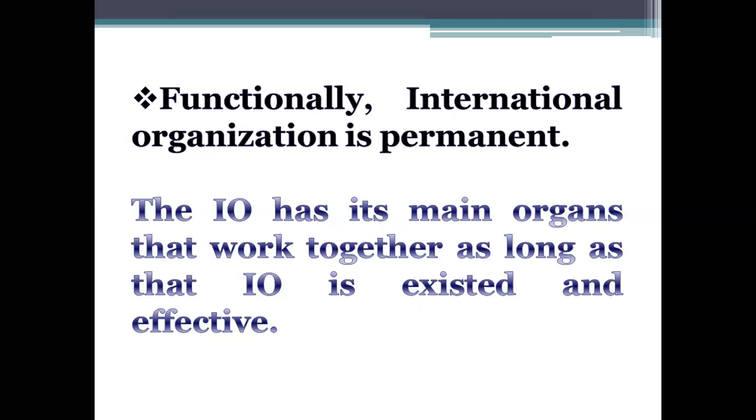So the organs of the international organization are linked with the existence of the international organization. Okay? Also, we call it a permanent one. It is permanent. Why? Because there is a difference between the international organization and the international conference.